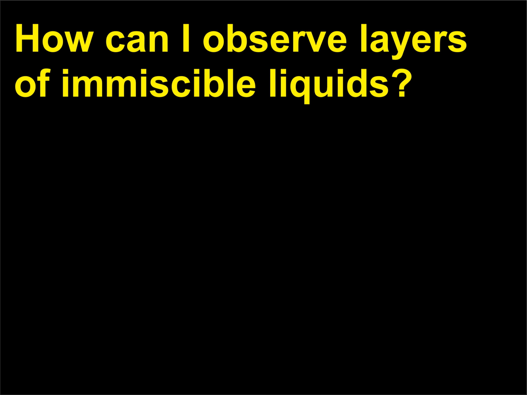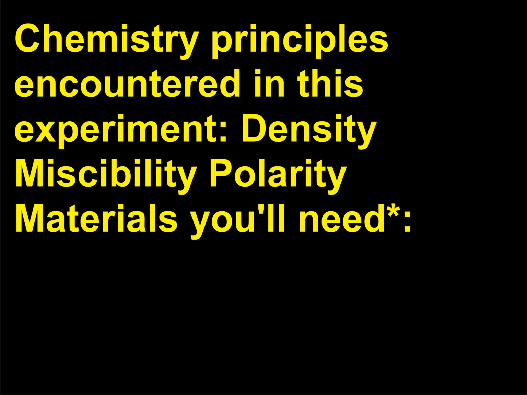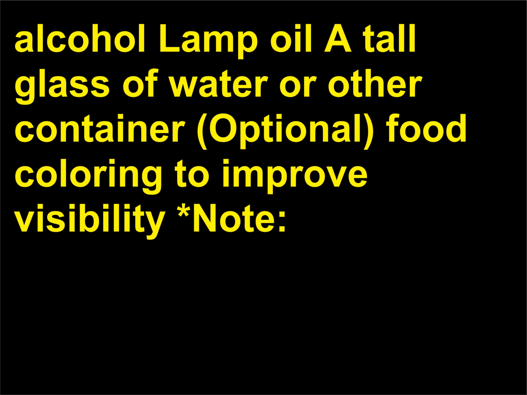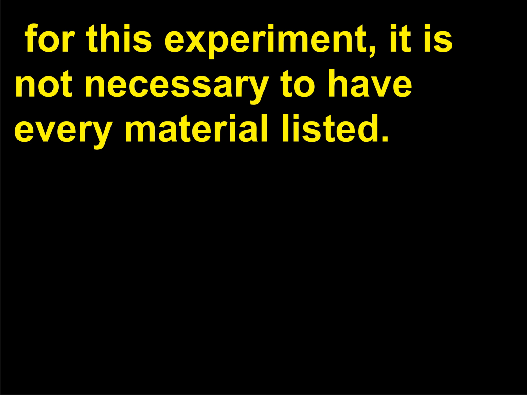How can I observe layers of immiscible liquids? Chemistry principles encountered in this experiment: density, miscibility, polarity. Materials you'll need: honey, pancake syrup, liquid dish soap, water, vegetable or cooking oil, rubbing alcohol, lamp oil, a tall glass or other container, and optional food coloring to improve visibility. Note: for this experiment, it is not necessary to have every material listed.